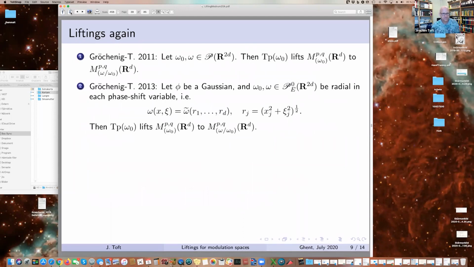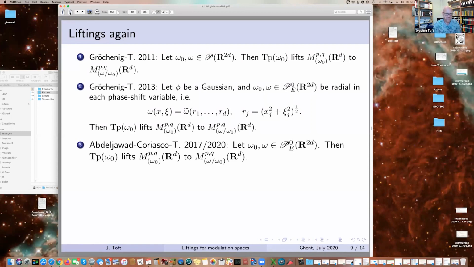But in the end, it could be a happy end of this story, because recently, myself together with Sandro Coriasco and Ahmed Abdeljawad, we were able to actually remove these kind of restrictions we had in this paper by Gröchenig from 2013. So this is somehow the ultra-distributional version of the result we have from 2011.